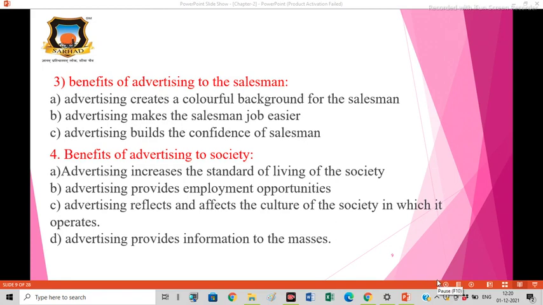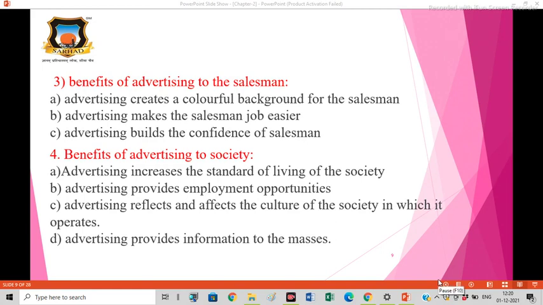Now see the benefits of advertising to society. Advertising increases the standard of living of society. Advertising provides employment opportunities. Advertising reflects and affects the culture of the society in which it operates. Advertising provides information to the masses.